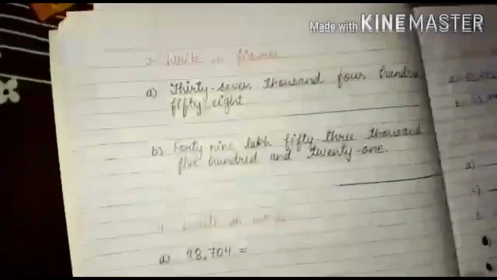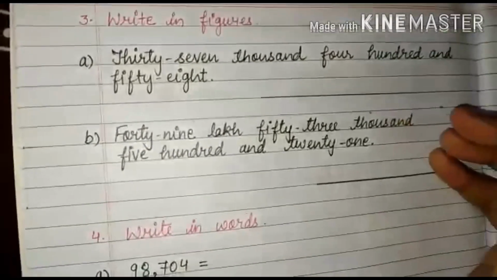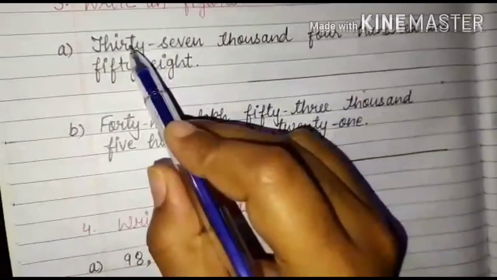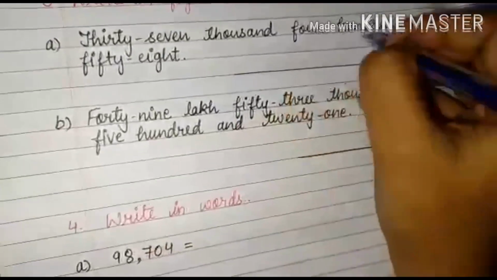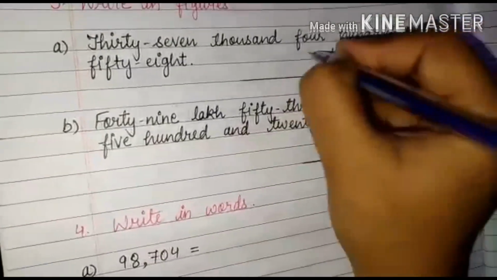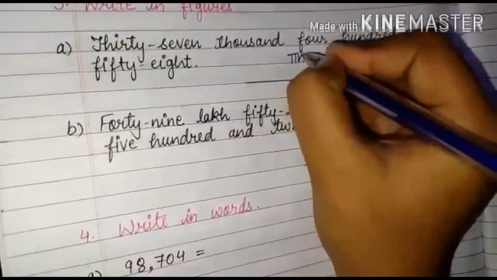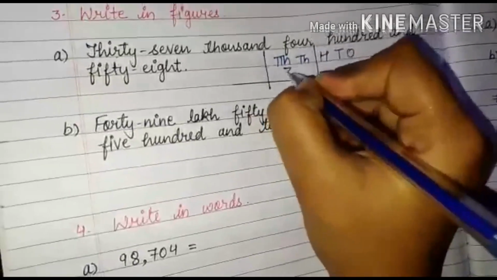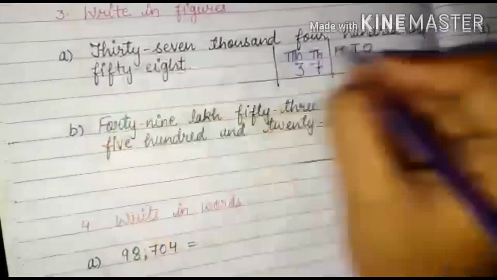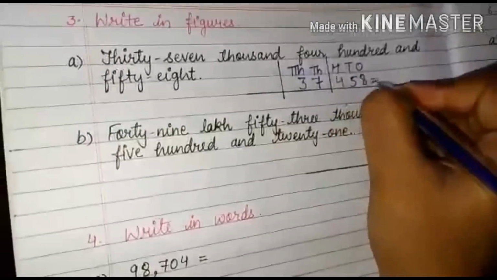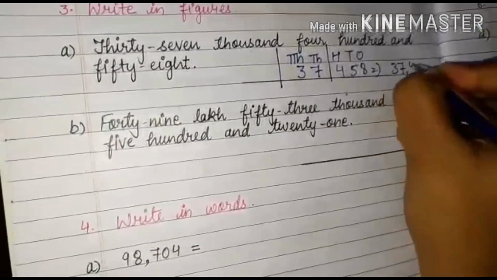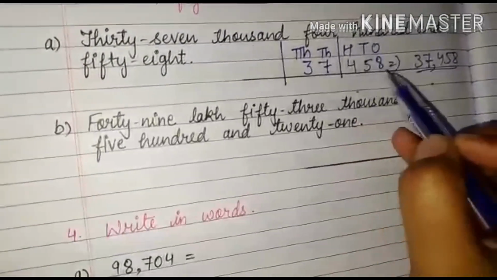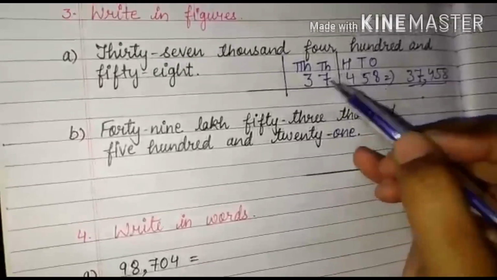Let's go on further. Question number 3, write in figures. Students, figures means you have to write the thing in numbers. So 37,000. First write your ones, tens, 100, 1000, 10,000. So it is 37,000. That means in the thousands period you have to write 37. Then 458. So you will get your answer 37,458. As I told you, the ones period has 3 digits in it and the thousand period has 2 digits or 2 places with it.